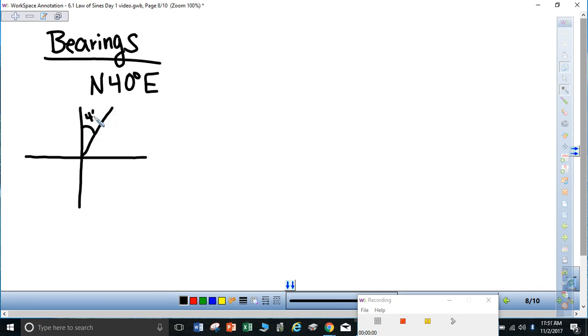The angle that we're measuring is always from the y-axis. So that's why bearings are a little different. Typically what we've been doing this semester is the angle measure is always in standard position, and we've been doing the angle measure from this line. Well, now for bearings, we're doing it from the y-axis. So this is what north 40 degrees east would look like.